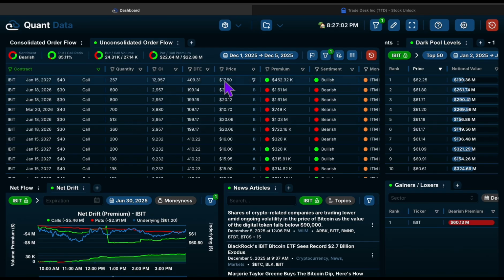And as you can see, this is your premium. Look how much they're getting. This is 1 million, so that's a huge position there. And basically, this would be your strike price. They're willing to sell their shares of IBIT at $30, $40, $30, $40, right? And they're in the money.